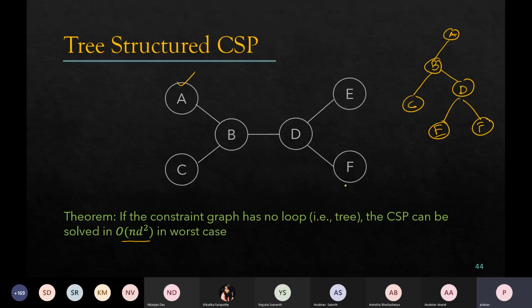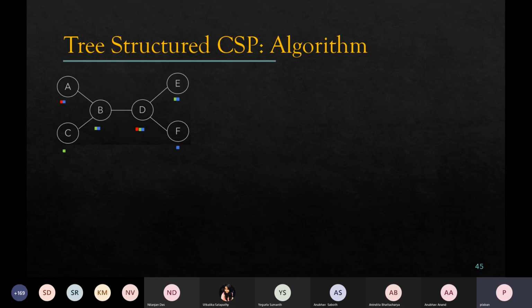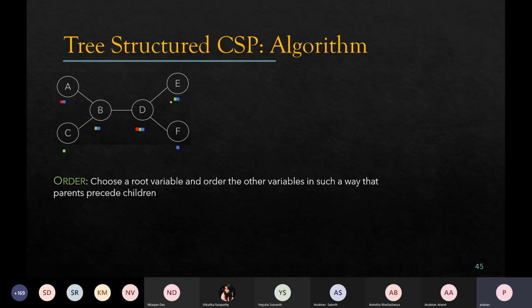So if we can see that our problem is structured as a tree, then we can solve this CSP in O(nd²) in the worst case. Let us try to see how we can do that. Again, this is an intermediate stage of our CSP. Let us consider that these are the values associated with every node. We could do this with the full set of colors, but for the sake of simplicity, let us assume these colors, right?